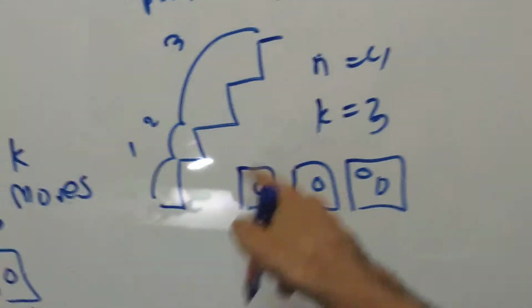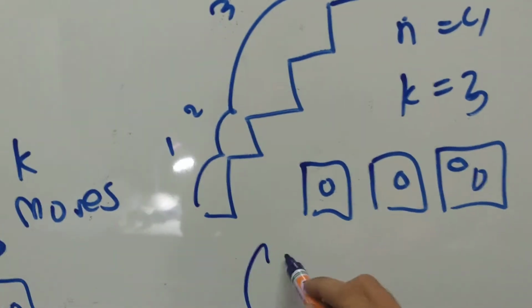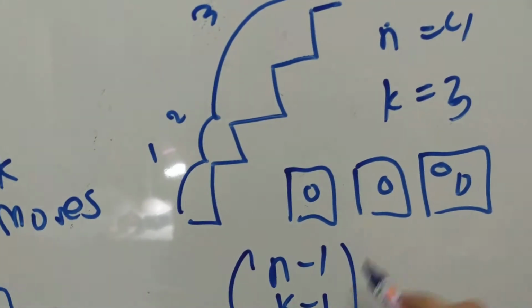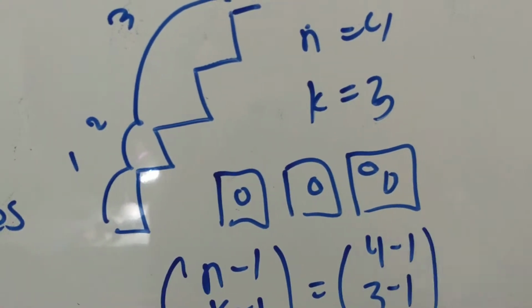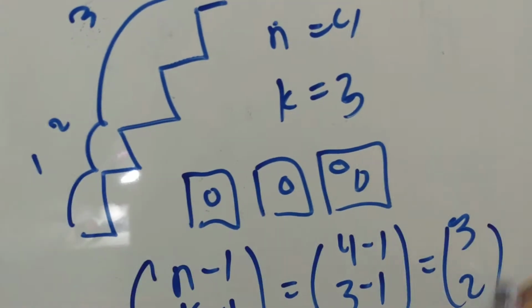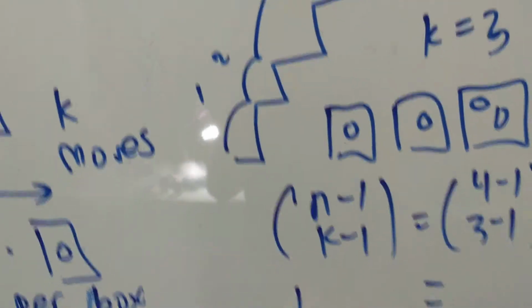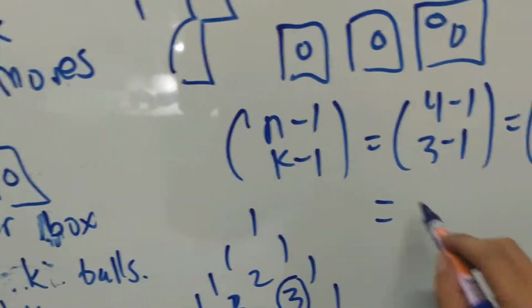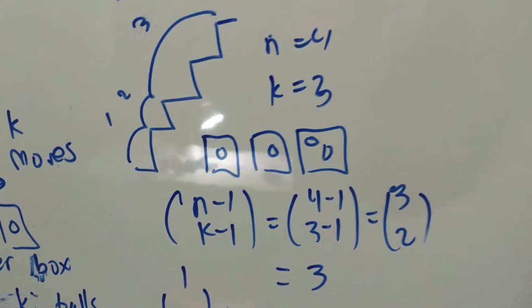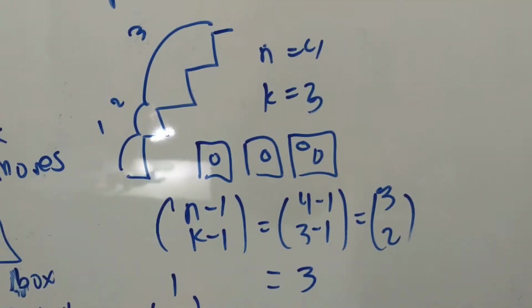Okay. How many ways to do this? All right. N minus 1, k minus 1. What is n? N is 4. 4 minus 1, 3 minus 1, that's 3, 2. What is 3, 2? 3, 2 in Pascal's triangle: 0, 1, 2, 3, 2 is 3. There's 3 ways to do it. Why don't you find all 3 ways?